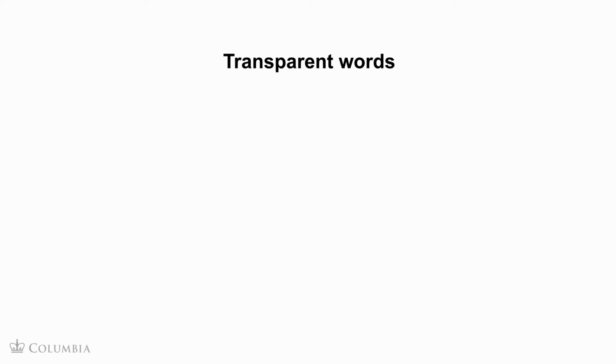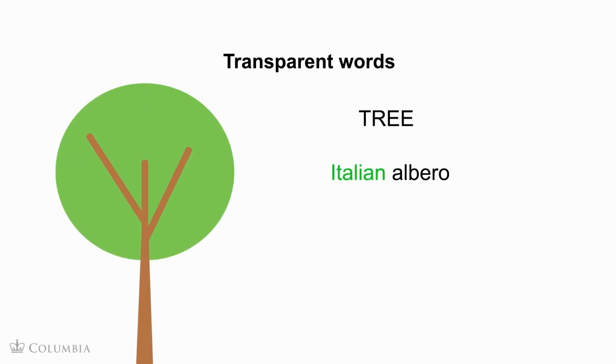For instance, the word tree is albero in Italian, arbre in French, and árbol in Spanish. These words have similar spelling and pronunciation, and all 3 share the same meaning. Therefore, they are all transparent words. Still, we have to be careful. Sometimes words may look transparent, but they're actually semi-transparent.